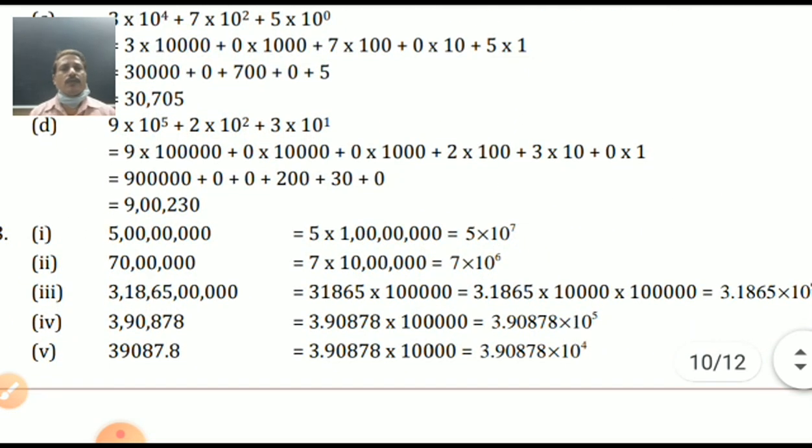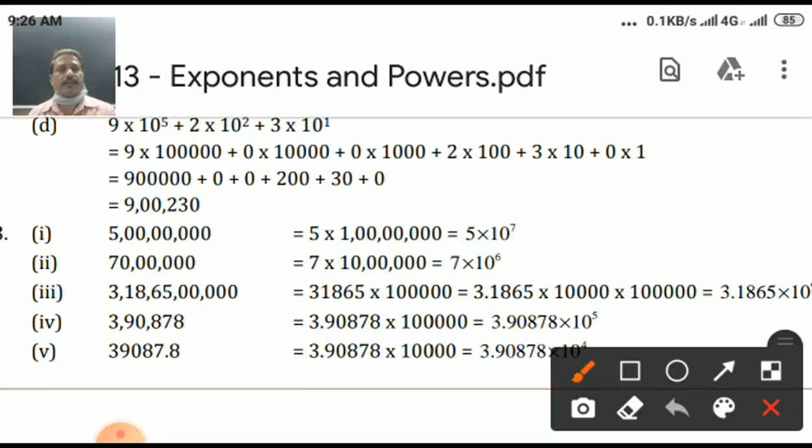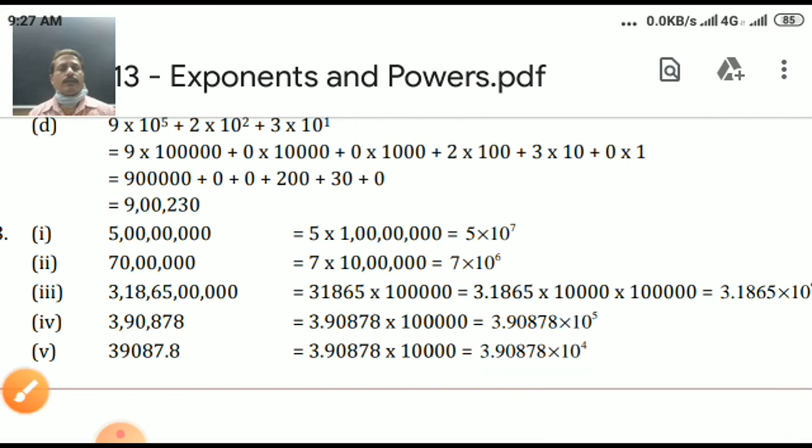Answer number 3. I said just now in the expanded form. See over my fifth answer I did here. Did you see, son? Yes. One number then point. If there are numbers then write, otherwise no need to write. 5 into 10 raised to 7. Of course, 5 has 7 zeros behind it. Whatever the number of zeros, write it as 10 raised to that, son. How many zeros behind the 7?